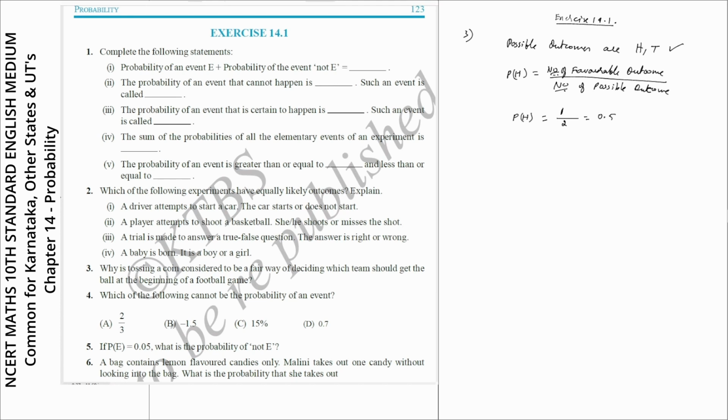So in tossing a coin, the probability of a head is 0.5. Similarly, the probability of tail occurring will be 1 by 2, which is equal to 0.5. Probability of head is equal to probability of tail. Therefore, head and tail are equally likely to occur.